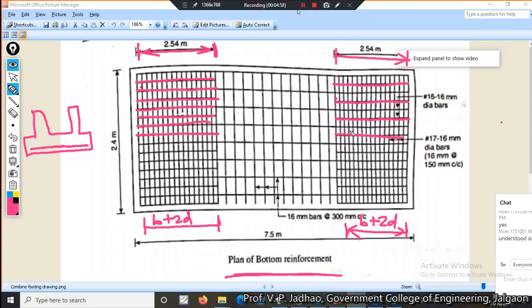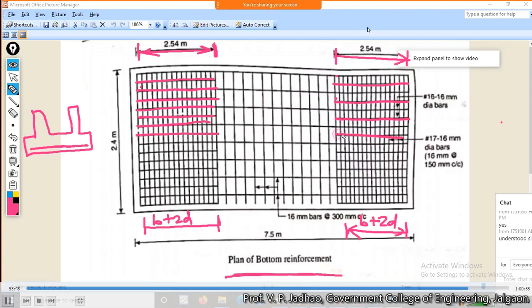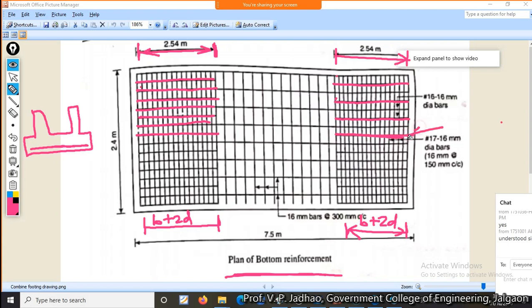Okay, now we'll curtail these bars, 50% of the bars. So we'll extend only 50% of the bars. We extend one bar, don't extend this bar, extend this bar, don't extend this bar, again extend this bar, don't extend this bar. Again, extend this full length bar here. Okay, so like this the mesh is provided at the bottom face.